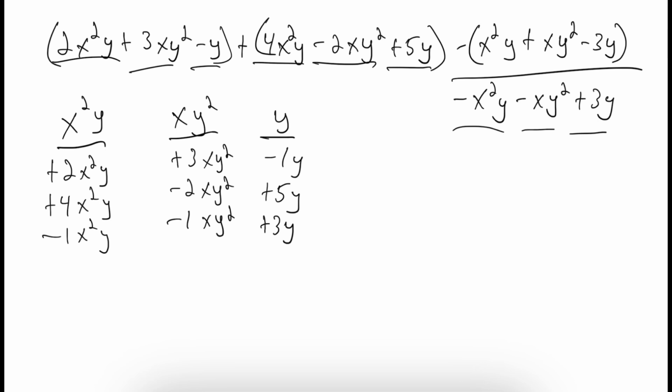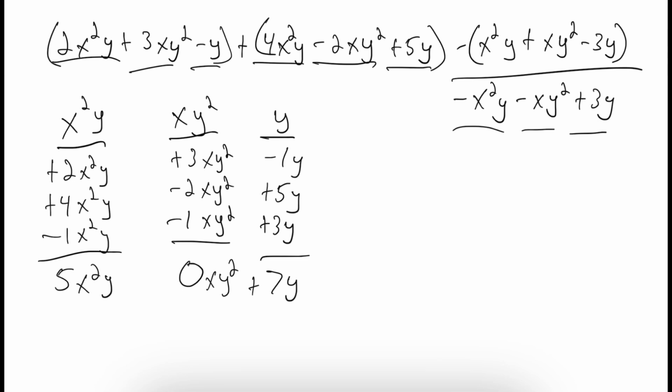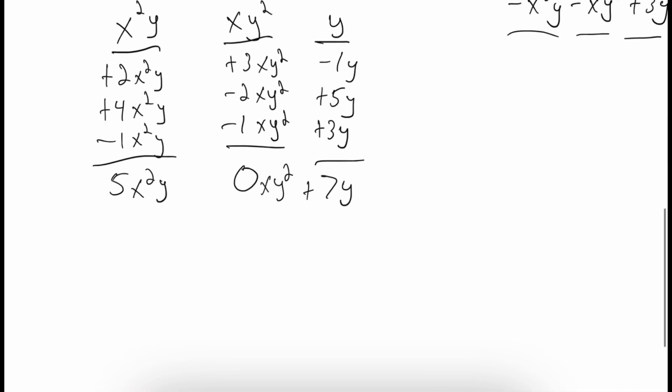So now we have positive 2 plus 4 is 6 minus 1 is 5, x squared y. Positive 3 minus 2 is 1 minus 1, we have 0, xy squared. Then negative 1 plus 5 is 4 plus 3 is 7, y, and that's positive. So since this is 0, it's gone. So our final answer is 5x squared y plus 7y.